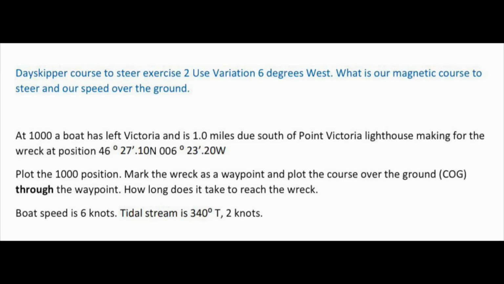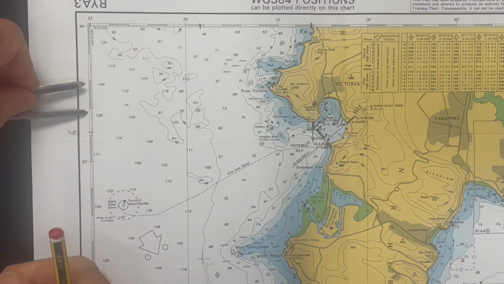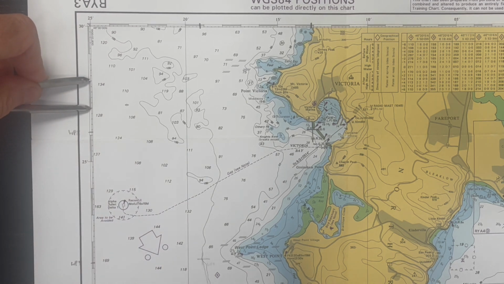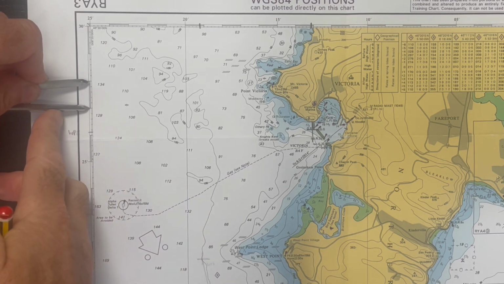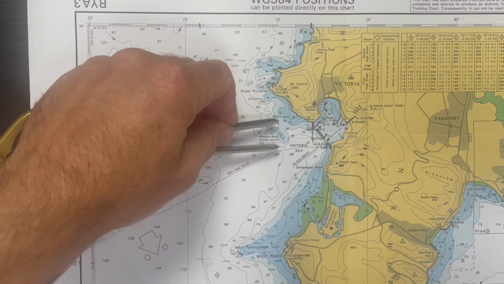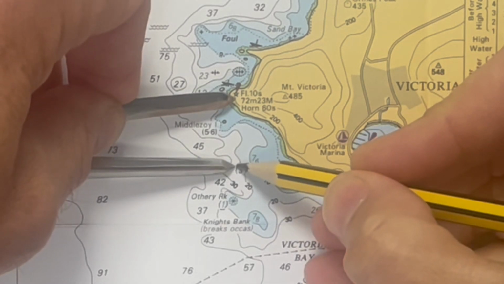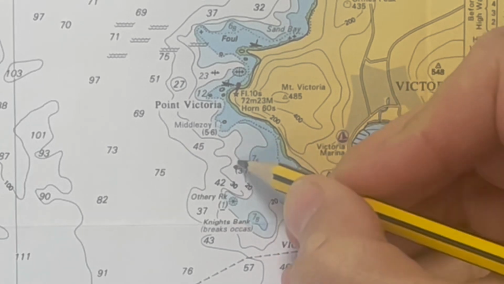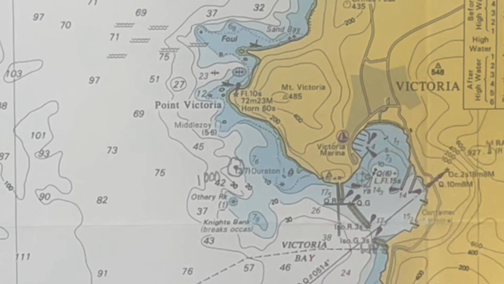So at 10 o'clock, the boat has left Victoria and it is 1 mile due south of Point Victoria Lighthouse. On this scale here, each one of these is 1 nautical mile. That's 1 minute of latitude. And Point Victoria Lighthouse is here due south. We can eyeball it. We'll say we're right here. We'll draw a circle with a dot in it and write 10 o'clock next to it. So that's our fix. A fix is a position at a given time.